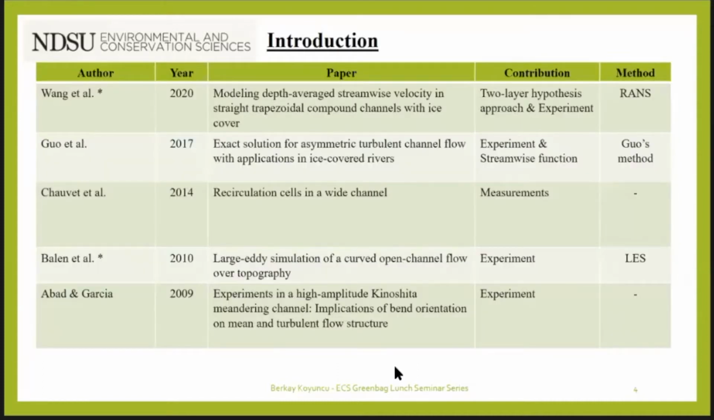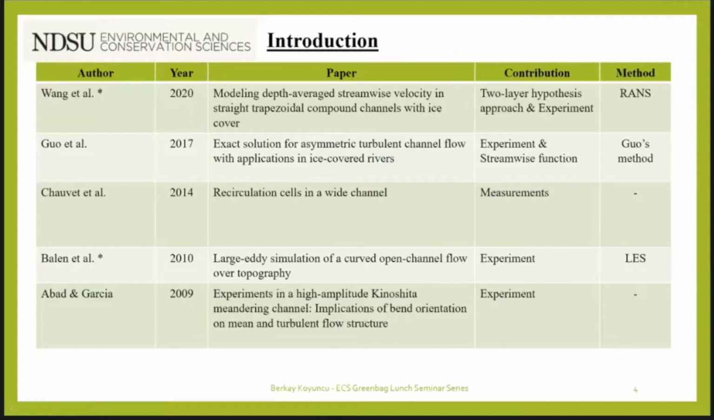So I went into the literature and found some of the most recent and related studies. The very first one is pretty important and the most recent one, because they are examining the effect of the surface ice with a new approach called the two-layer hypothesis. And this is based on Einstein's two-layer theory. I will explain this one in upcoming slides. And the second one is Guo's method. He developed a new method to represent the velocity distribution when you have ice on the surface, when it is totally frozen. Guo has a new method, from 2017, to represent how the velocity should look.